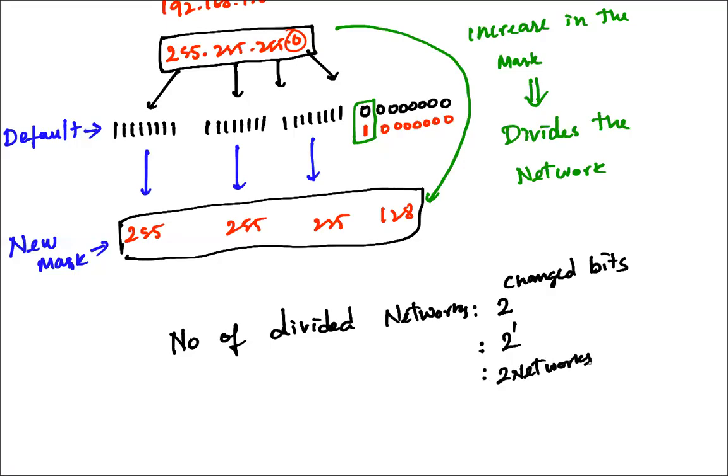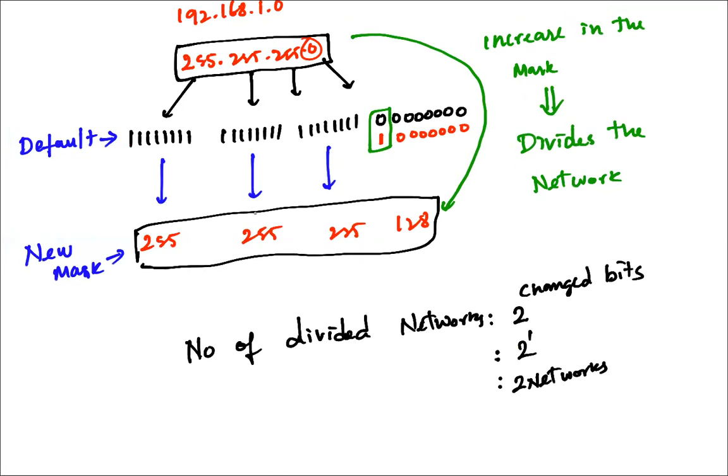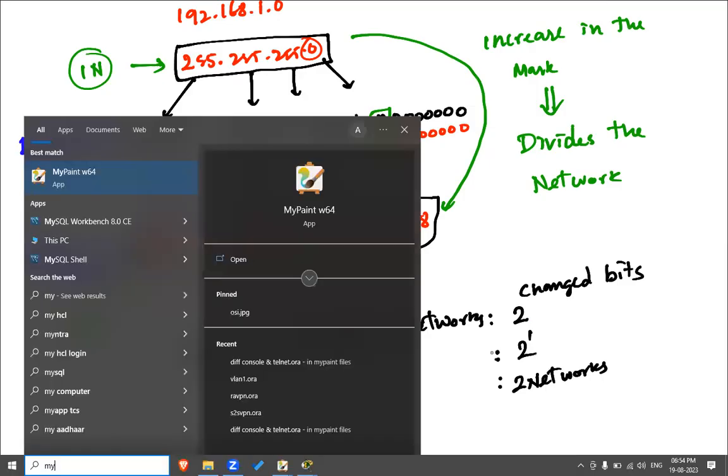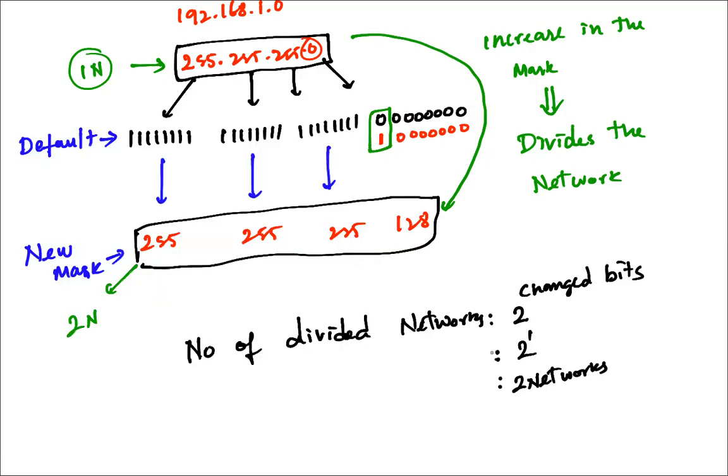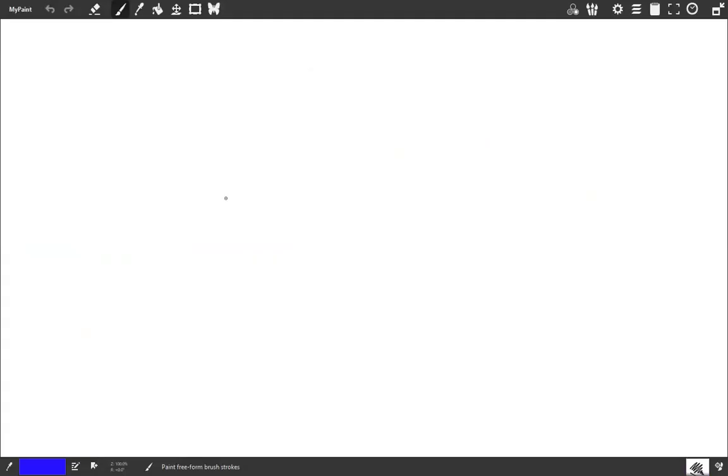Got it? So with the original mask, it was one network initially. With this mask, it's going to be two networks. That is what my formula says. Let me take a different slide to explain this further. It seems confusing initially, but once you start doing it, you will get very good clarity on it. So keep listening.